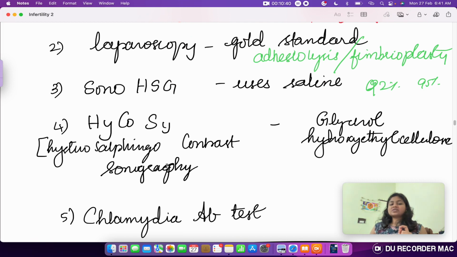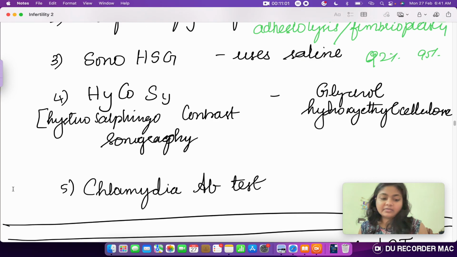Third thing is sonohysterosalpingography. It is similar to hysterosalpingography except that it uses saline and ultrasound guidance. So it has sensitivity of 92% and specificity of 95%. HyCoSy is hysterosalpingo contrast sonography that uses glycerol and hydroxyethyl cellulose as a media. And the last one is chlamydia antibody test. It's done in cases where the PID is suspected.